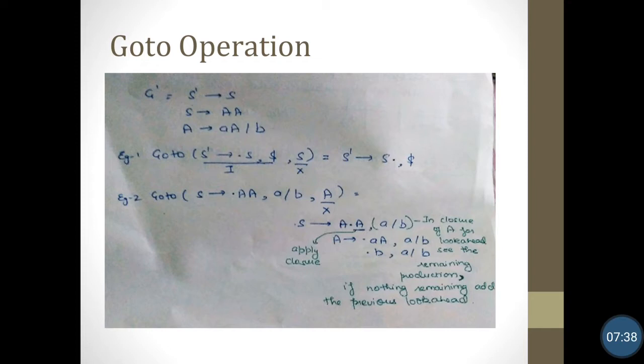As you can see here, s goes to a dot a. For a, we will apply closure function and add the production of a. We have look ahead a and b. In closure of a, for look ahead, see the remaining production. If nothing remaining, add the previous look ahead. There is nothing after this, so we will add same look ahead symbol a and b in production of a.